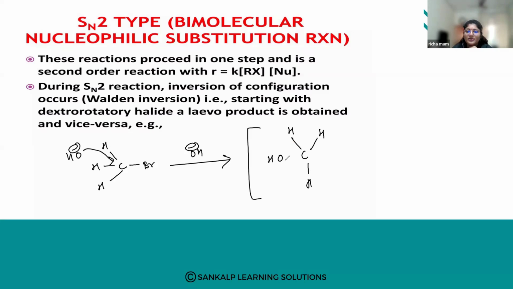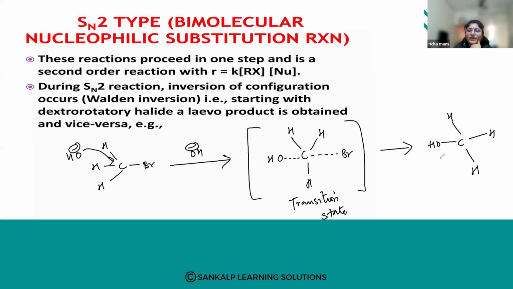So what will happen here? Breaking of bond and making of bond take place simultaneously. So this is called a transition state. And what am I going to get? I'm going to get an inverted product.